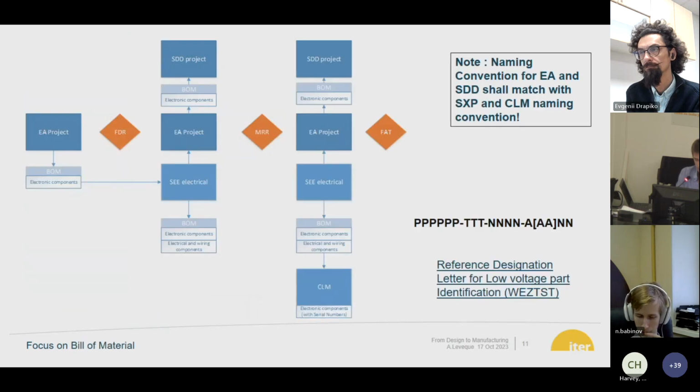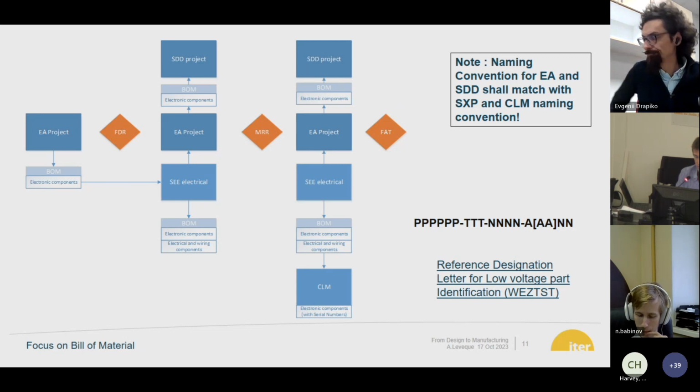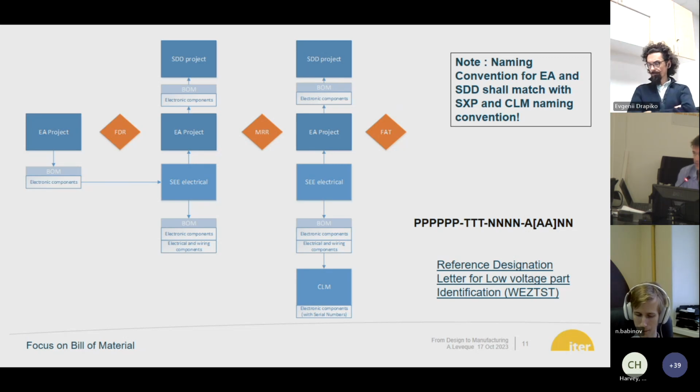An important point is the bill of material. Up to the FDR, the sole source of design is the EA project. Once we start the manufacturing design phase, the bill of material will be handled by the SE Electrical Expert. So at FDR in the BOM, we expect to have only the electronic components, so we don't expect you to list any circuit breakers, for example.